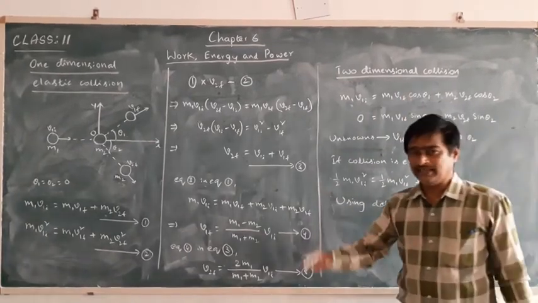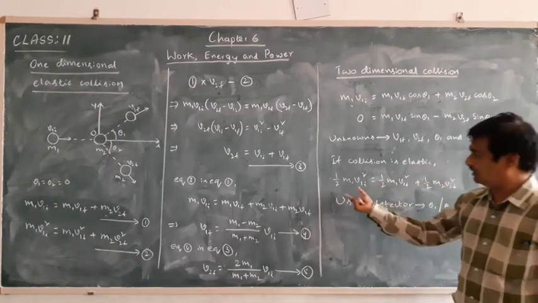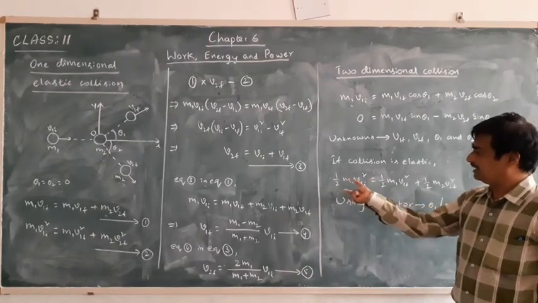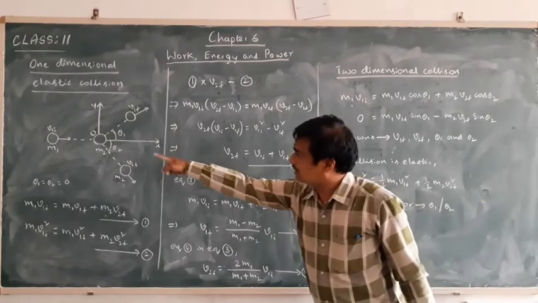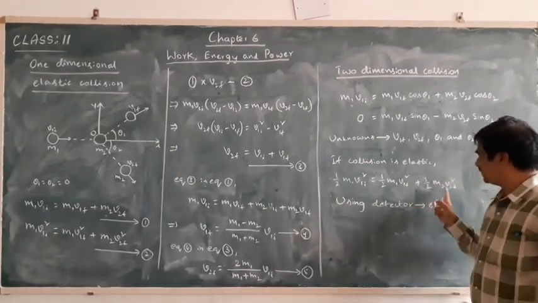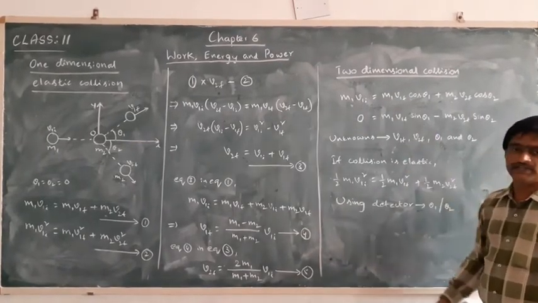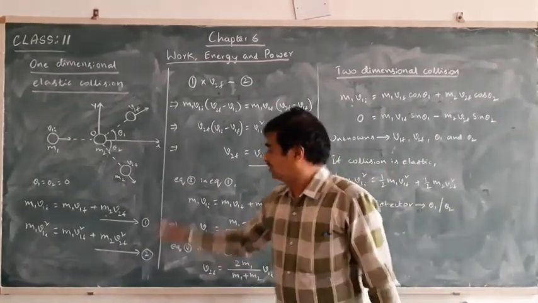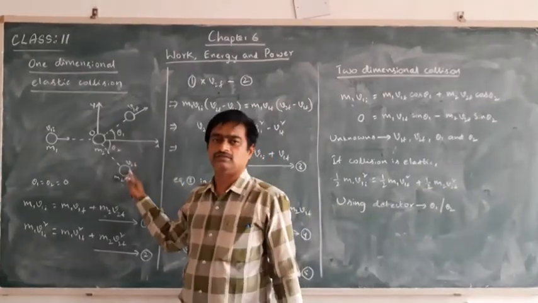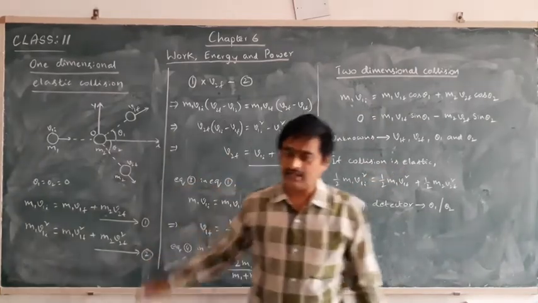Then, if we apply conservation of energy for elastic collisions, we can get one more equation. That is, applying conservation of energy, half m1 v1i square is equal to half m1 v1f square plus half m2 v2f square. Okay, we are going to get one more equation. By using the detector, we are going to find one of these two values, either theta 1 or theta 2. Then we can solve the problem. Okay, in this way we can deal with the collisions easily.